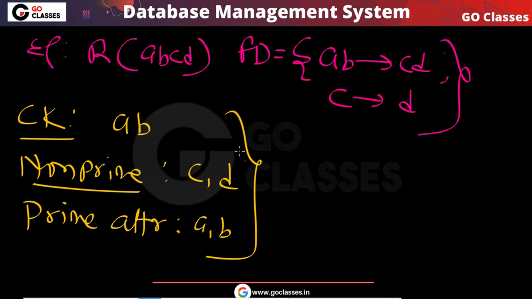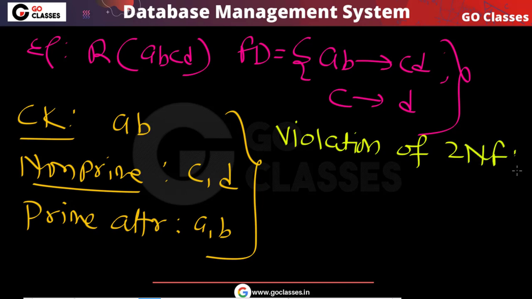Okay, so do we have any violation of 2NF? So check for violation of 2NF. What will you check? Do we have any violation of 2NF? So basically, proper subset of candidate key. Remember, this is the only candidate key. So just check whether a proper subset can determine a non-prime attribute. This is what you need to check.